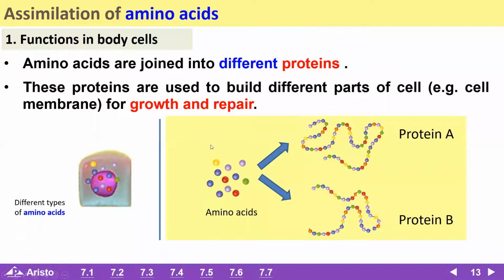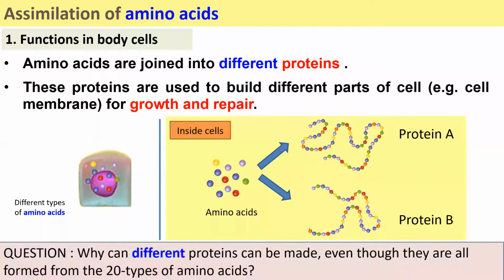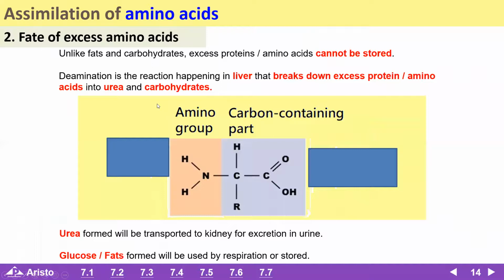So what happens if these amino acids are in excess, too much? This extra question, you can try on your own. You can WhatsApp me your answer if you want to know. Okay? Unlike carbohydrates and fats, excess proteins or amino acids cannot be stored. So that means they have to be broken down instead of being stored.